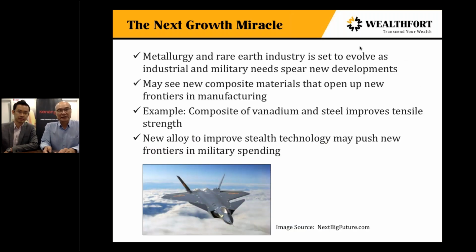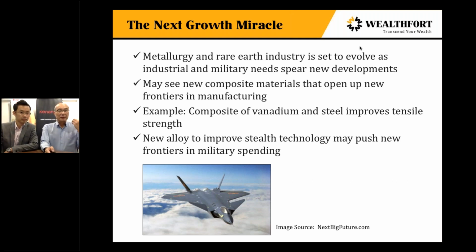Then the other thing is that the metallurgy and rare earth industry is set to evolve as industrial and military needs spur new developments. We may see new composite materials that open up new frontiers in manufacturing. For example, a composite material would be vanadium and steel, which improves the tensile strength of the steel. Vanadium combined with steel has now been imposed by China on all their steel specifications, because it helps improve the strength of the steel.